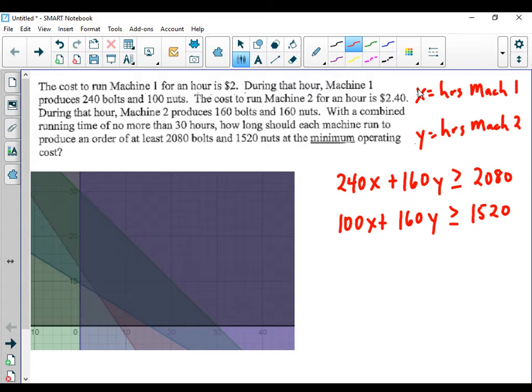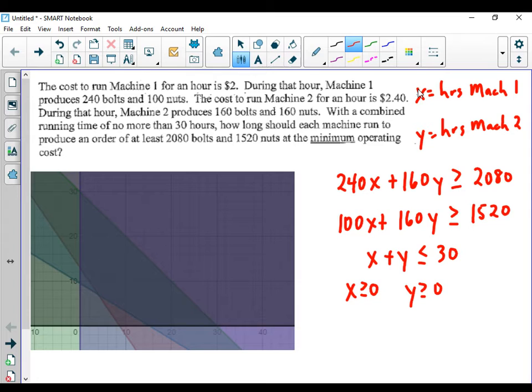Another limitation we have is based on our time, because we said the combined running time can be no more than 30 hours. So however long X runs plus however long Y runs has to be less than or equal to 30 hours. And then the extra parts that we usually have, since we're talking about hours, we need to stay positive or equal to 0. So X is greater than or equal to 0. Y is greater than or equal to 0. And you may be saying, well, why are those two things important? Well, the biggest thing is that it restricts us to the first quadrant.